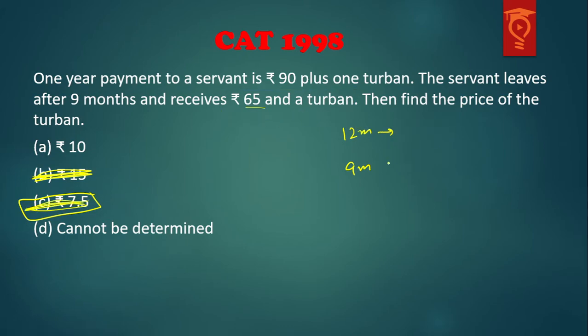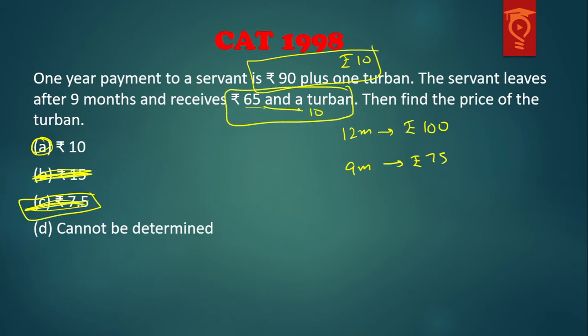Let me now check the first option and see how it works out. So if turban is 10 rupees, then 12 months payment is 100 rupees, 9 months should become 75, and if you put 10 rupees over here, it makes 75, as you can see. So clearly 10 rupees becomes the answer. So this is my options method.